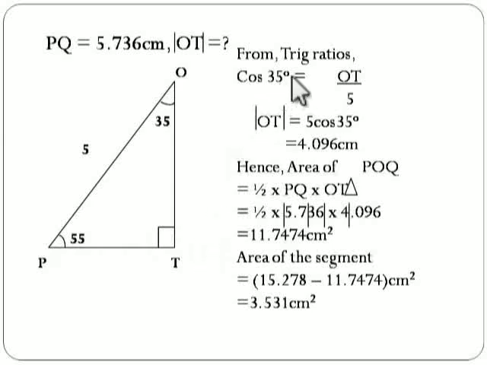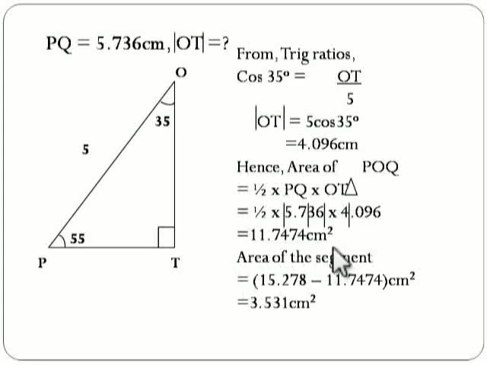So cos 35 is helping us to find the height of the triangle. So the height of the triangle will be 4.096 centimeters. Hence, for the area of the triangle, half base times height. When you substitute the PQ and the OT into the formula, you get 11.7474 centimeters squared.